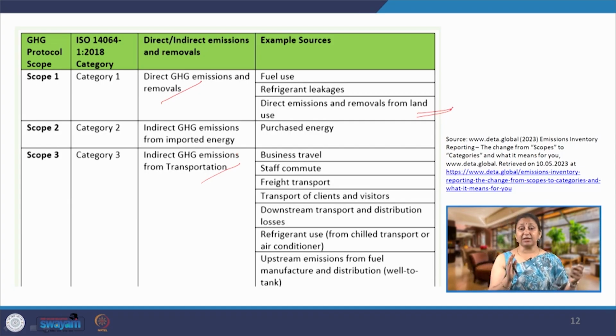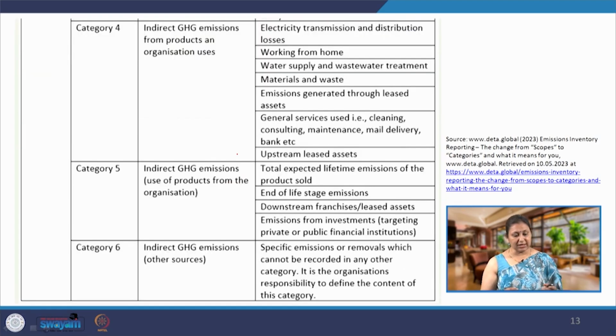So, very clearly, if we have to see what all will come under scope 3, we can divide it into different categories and then know which category should go where. So, this is category 3. Category 4 is indirect GHG emissions from products an organization uses. For example, the materials, as I was mentioning. So, what material are we using? What is the choice of material that is going to be used?